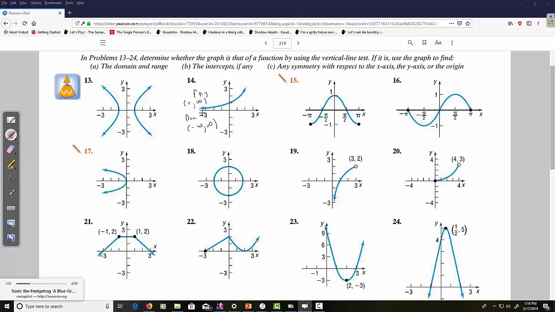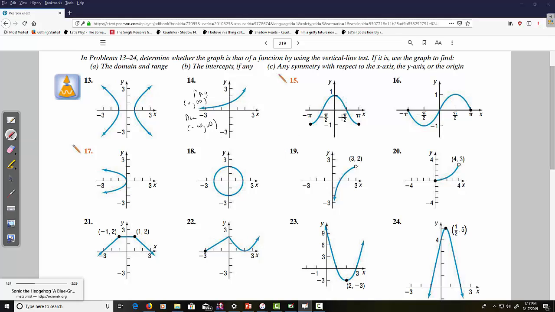Origin, you'd have to flip it both ways. So flip it down here and then flip it left to right. This means it would be going down here, which would not be symmetric either. It would not be the exact same graph, so it doesn't have that symmetry either.